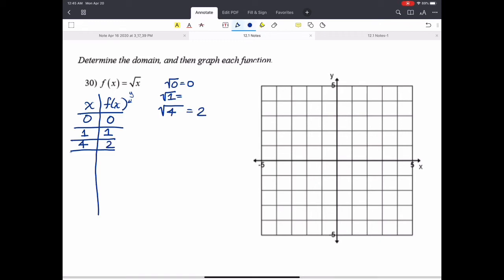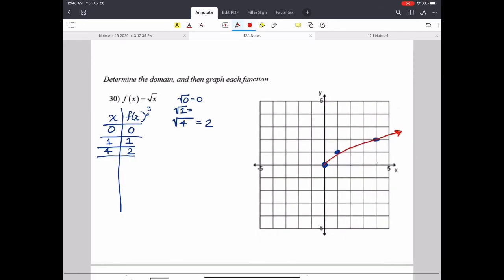And that's all my graph kind of leads me up to. So like I can graph this. I got 0, 0. We've got 1, 1. And we have 4, 2. So typically, square root functions are going to take that general shape. They're going to look like that.